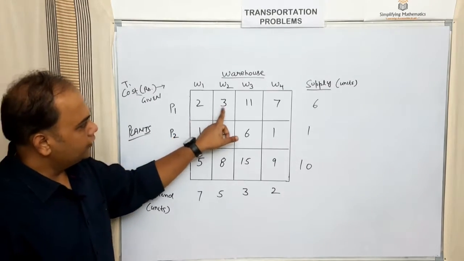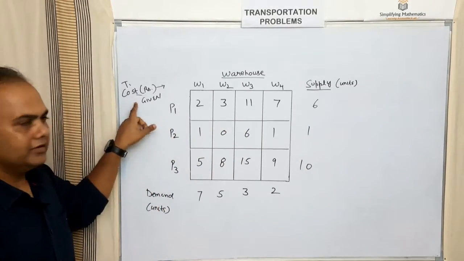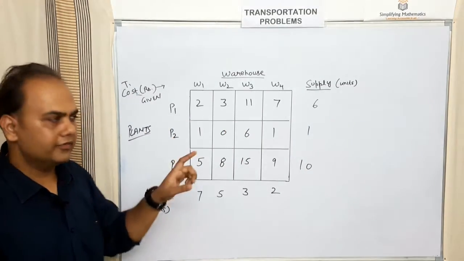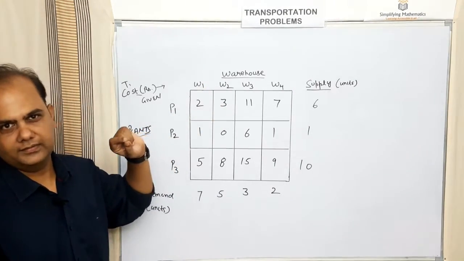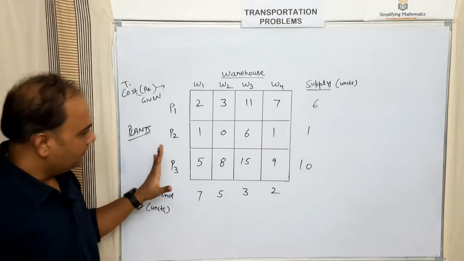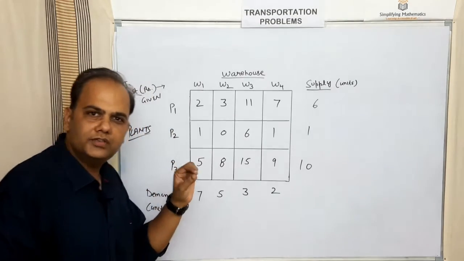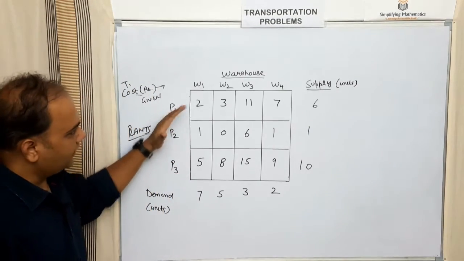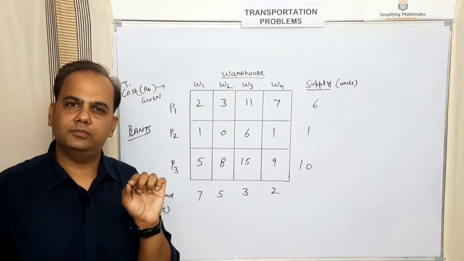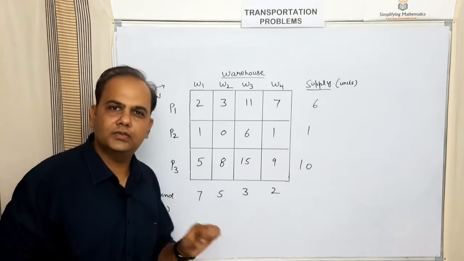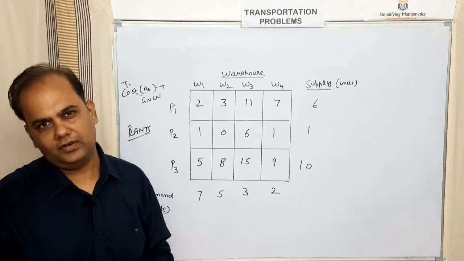Now these values 2, 3, 11, 7 are what are called the transportation cost of transporting 1 unit from this plant to this warehouse, right? So what you have to find is how many units should be transported from each plant to each warehouse so as to achieve the required objective function, that is, to minimize the total transportation cost.